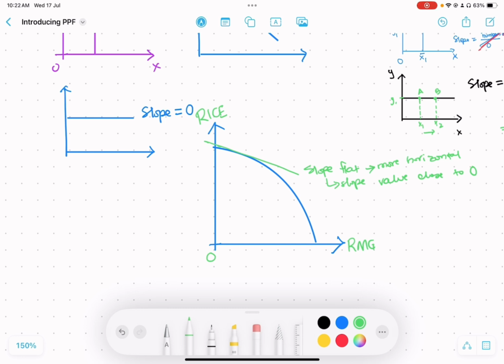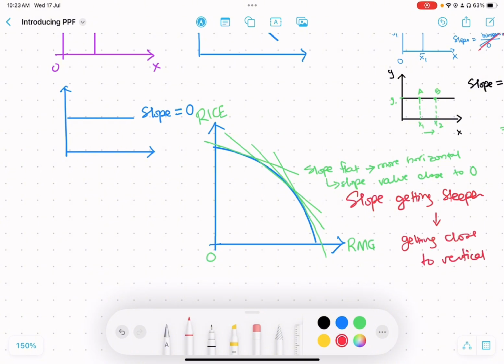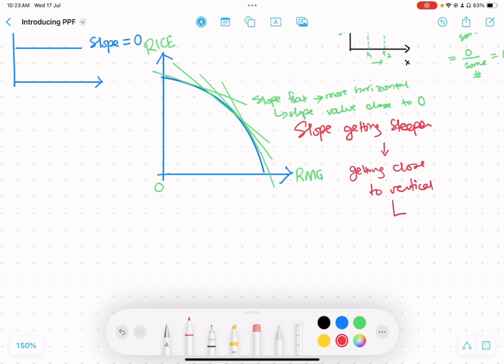Then as you're moving, let's say here or here or here, what is happening to your slope? Your slope is getting steeper. Steeper means it is getting closer to being a vertical diagram. If it's getting close to being vertical, what's happening to the slope value? Slope value is going towards vertical, and when vertical the slope is infinity. So it's going towards infinity.